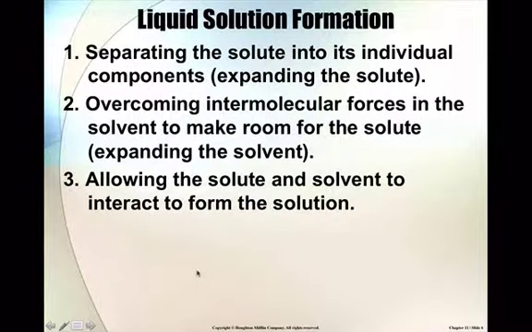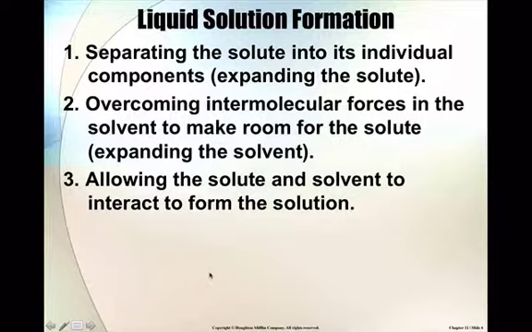Okay, when things are dissolving, they go through 3 separate steps. The first step is to separate the solute into its individual components, and that's called expanding the solute. So we're making space in the solute for the solvent molecules to come into it.